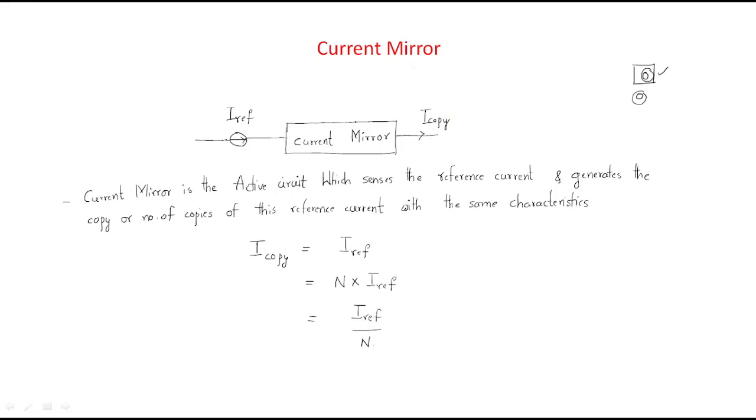That means, observe this circuit. Here the current mirror is a circuit. It will take some reference current and it will generate the copy current. That copy current has the same characteristics as the reference current. So the title itself, current mirror, means the same characteristics of the current will be delivered or developed by the circuit. That's why it is called a current mirror.